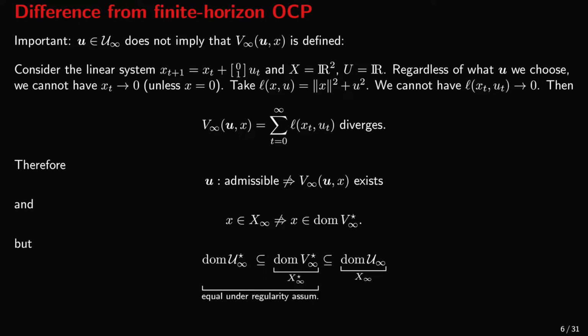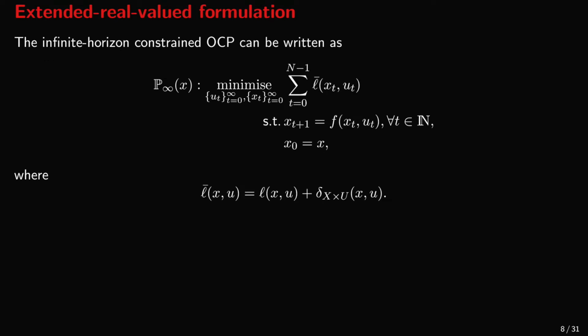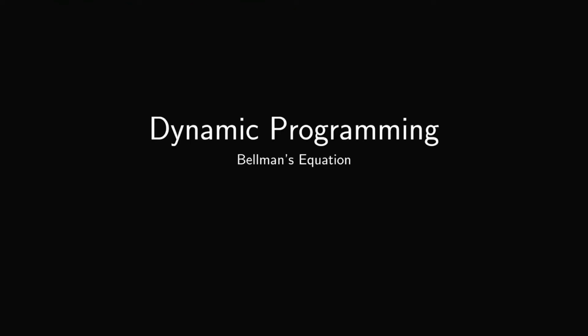Hereafter, we shall denote the domain of V infinity star by X infinity star. Under some regularity assumptions, these two sets will be equal. That is, the minimum will always be attained whenever the infimum is finite. We can write the problem using extended real-valued functions so that we don't have to carry the constraints when we apply the dynamic programming method. We define the cost function L bar, which is equal to L plus the indicator of the Cartesian product of X times U. We shall now apply the dynamic programming method and derive Bellman's equation.